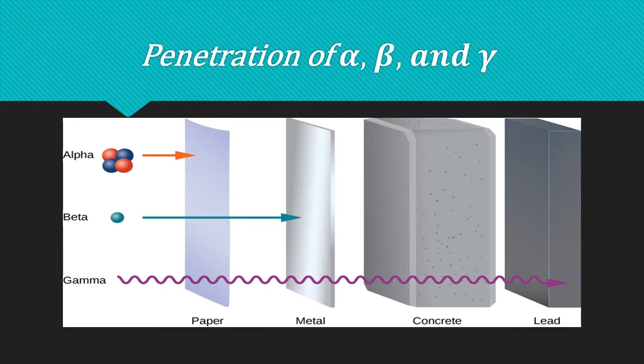Gamma radiation is energy, has no mass, has no charge, so it can move faster than beta, also faster than alpha. So this type of radiation penetrates paper and aluminum sheet, but it is blocked by a dense material like lead.